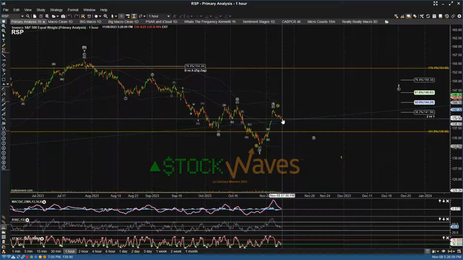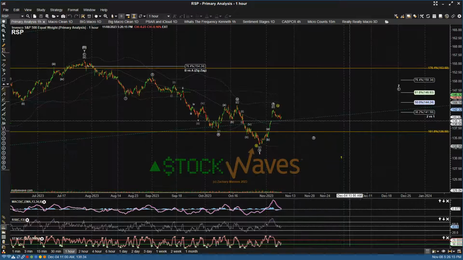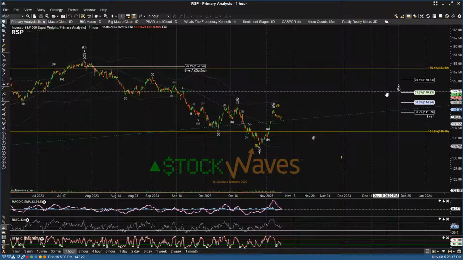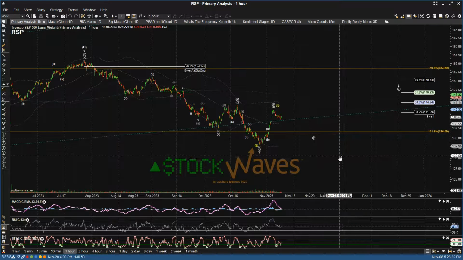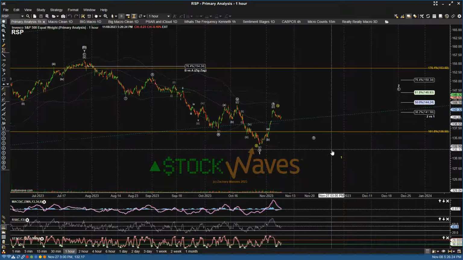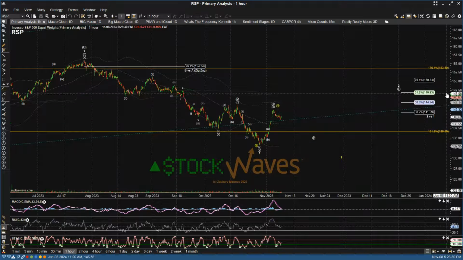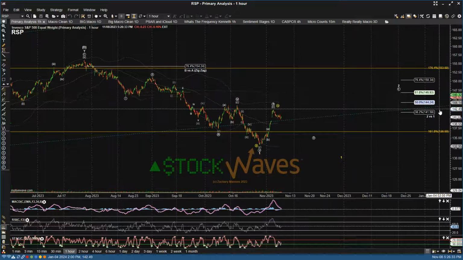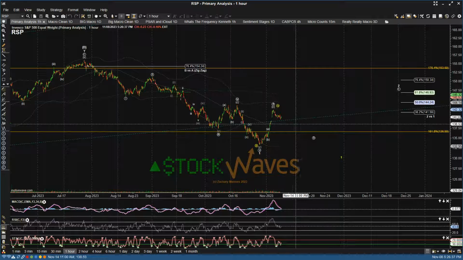Now that could be an A wave inside this B wave, and still get a corrective move down and hold the 135s, and then get a swing up as the C wave of the wider flat for wave 2. But I would like to see a nominal, at least a nominal new low under the 132 region, and then a new ABC structure into this 145 to 147 region as the corrective bounce. So that's what we look at on the RSP.